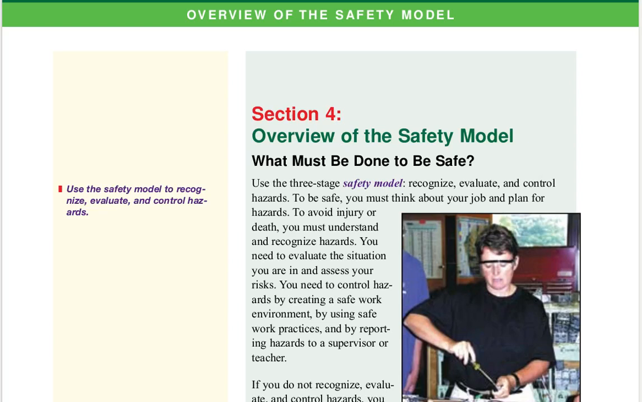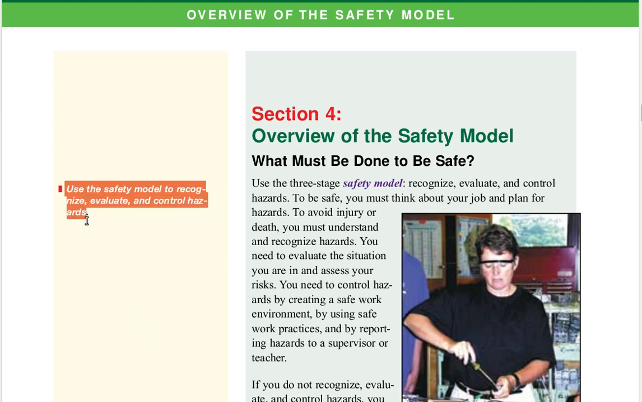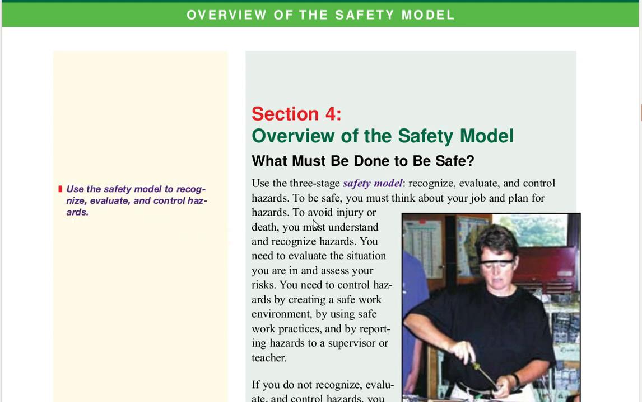We continue reading through the manual, Electrical Safety Student Manual. Section 4, Overview of the Safety Model. What must be done to be safe? Use the safety model to recognize, evaluate, and control hazards. Use the 3-stage safety model: recognize, evaluate, and control hazards.